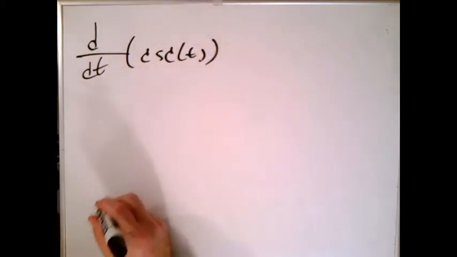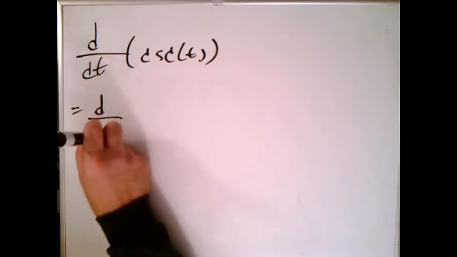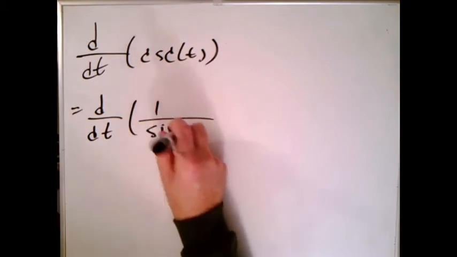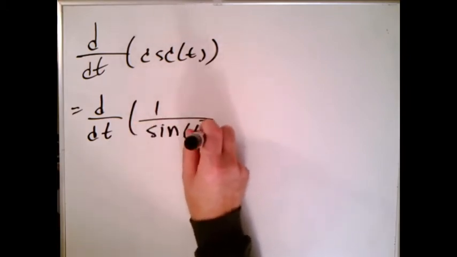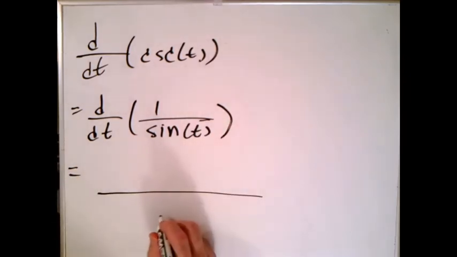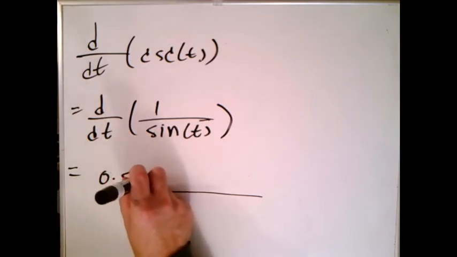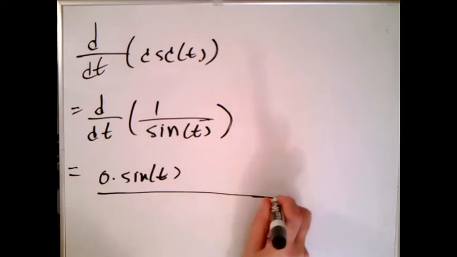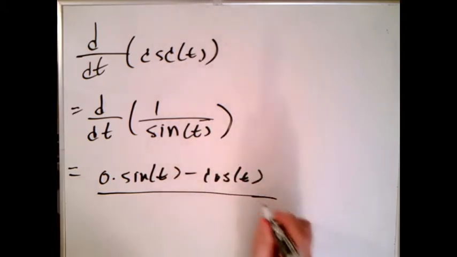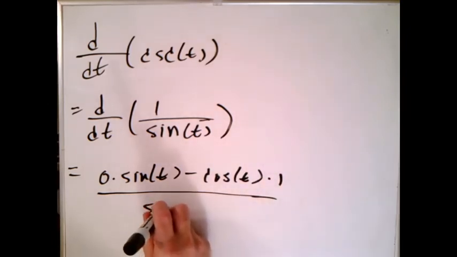Remember that cosecant is 1 over sine. I'm sorry that the codes don't work out that way, but here we go. This is 1 over sine. And we know how to take the derivative of a fraction. It's the derivative of the top, which is 0, times the bottom. I mean, really, who cares, right? Minus the derivative of the bottom, which is cosine t, times the top, which is 1, all over the bottom squared. So this is going to be sine squared.